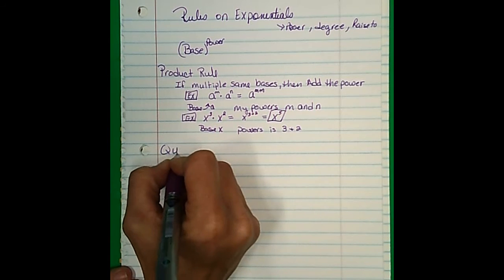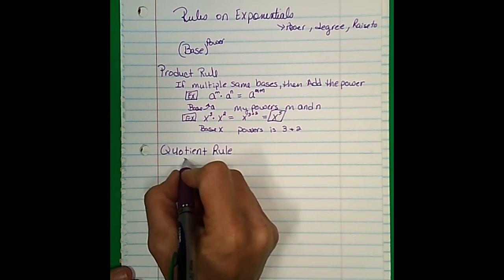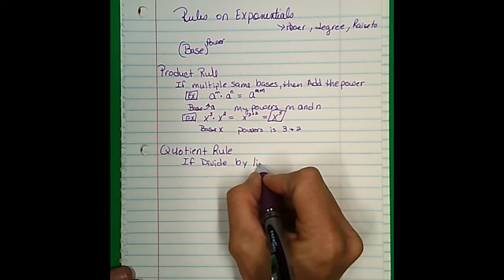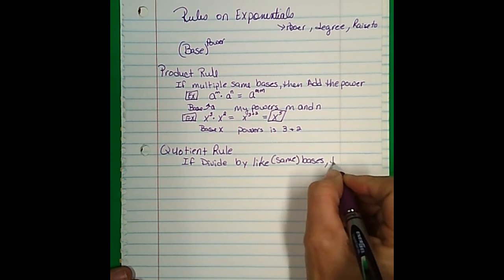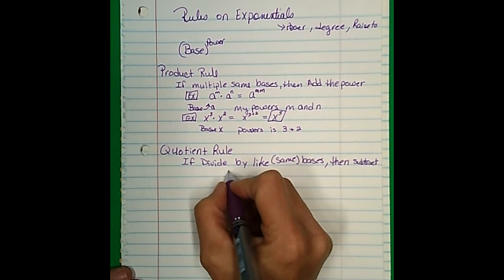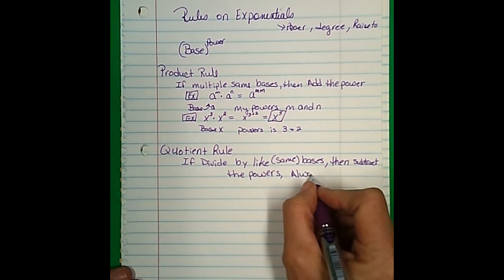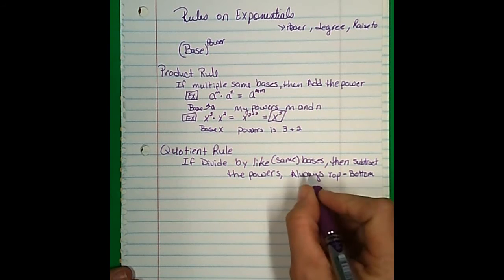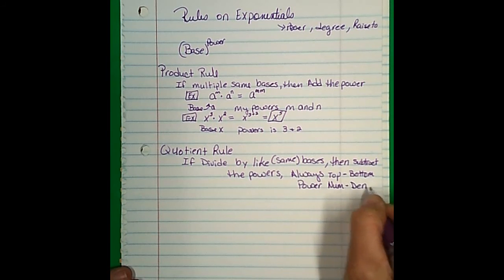Okay, so now we have a quotient rule. It means that if I divide like, or you can say same bases, then you subtract the powers, and it is always top minus bottom, meaning the power on the numerator minus the power on the denominator.